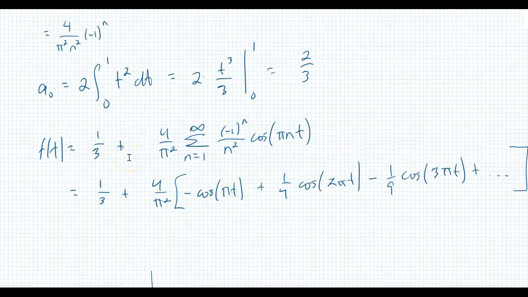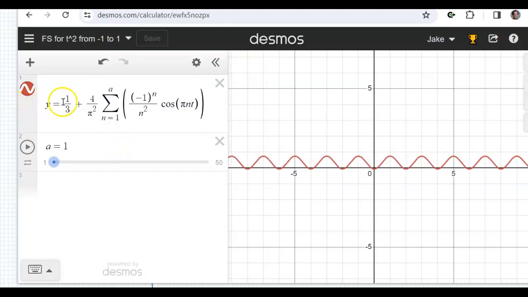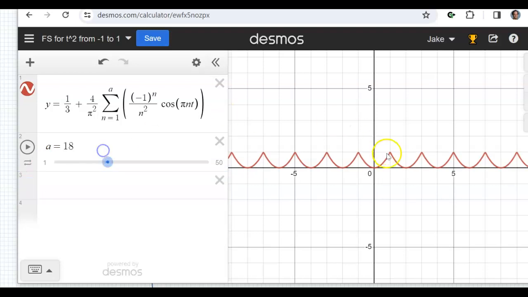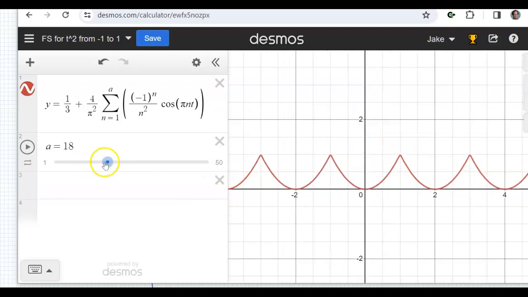I wrote out a handful of these terms, and you could graph this on Desmos, and maybe I will. I'll hit pause. So here we go. We get y equals 1/3 plus all the things that we had over there in our handwriting, that I worked out. Here's a equals 0. A equals 1 gives me that cosine curve, and then watch what happens. I get this nice little parabola that repeats forever from -1 to 1.